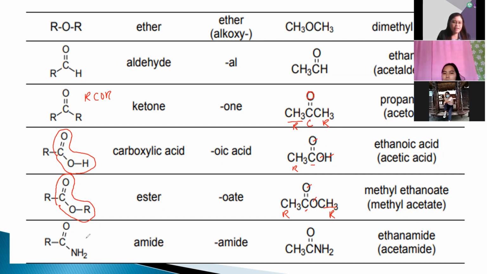Okay. And then for the amide, how will you know? You should have the presence of C double bond O and then your nitrogen. Pwede na nga walang R dyan, class, as long as may C double bond O ka at the center before the nitrogen. This will automatically be an amide. So just like this one, R, C double bond O, and then NH2. This is called ethanamide, or commonly we call this acetamide.